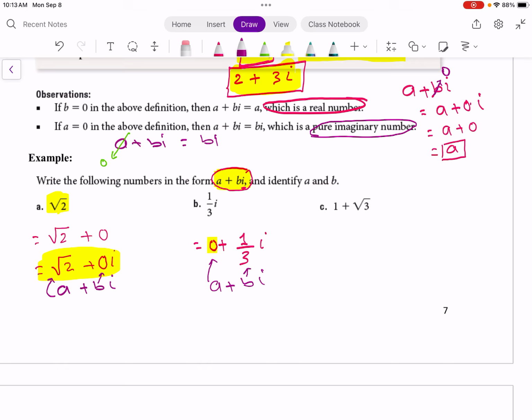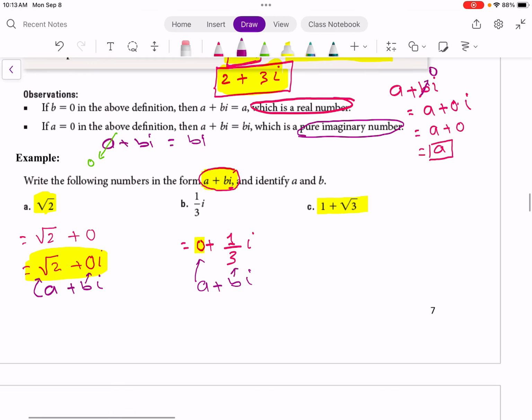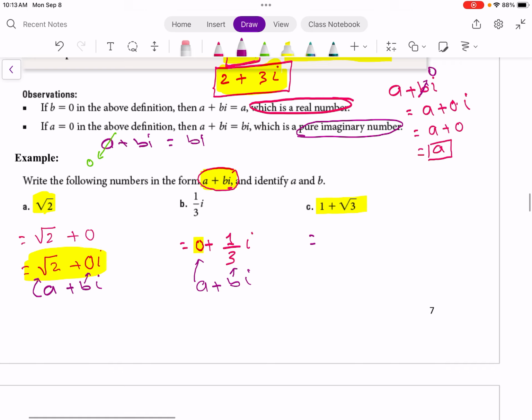Okay, now we have part C, and here we have 1 plus root 3. Now what kind of number is this? Is it real or imaginary? Real number, okay. So let's add an imaginary part. So we have 1 plus root 3. We can always add 0, right?